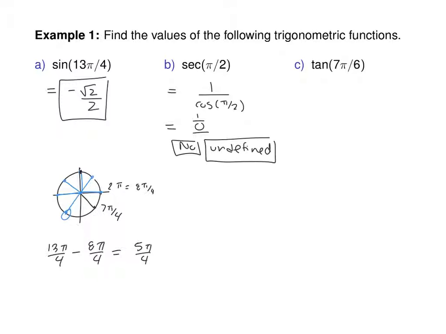So if you get something like that, just make sure you say it's undefined. I'll be expecting you to be able to recognize that. Okay, tangent of 7 pi over 6. So in your little circle, 7 pi over 6 is 1 pi over 6 past pi, right? Okay, so that's right here. So what are the coordinates of that little point there? Negative root 3 over 2, negative 1/2.